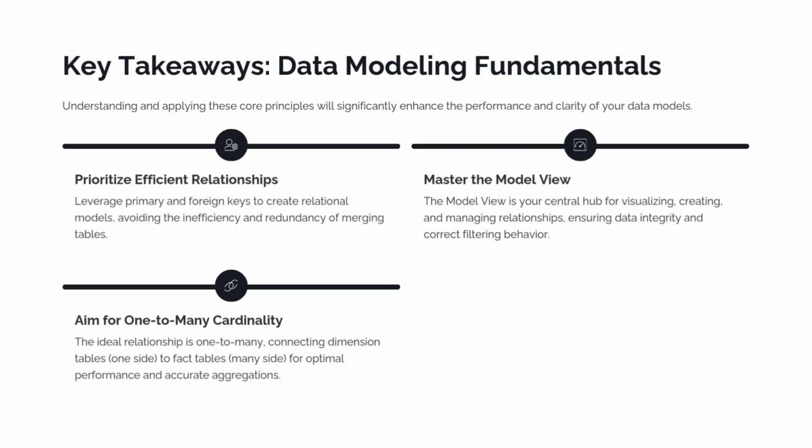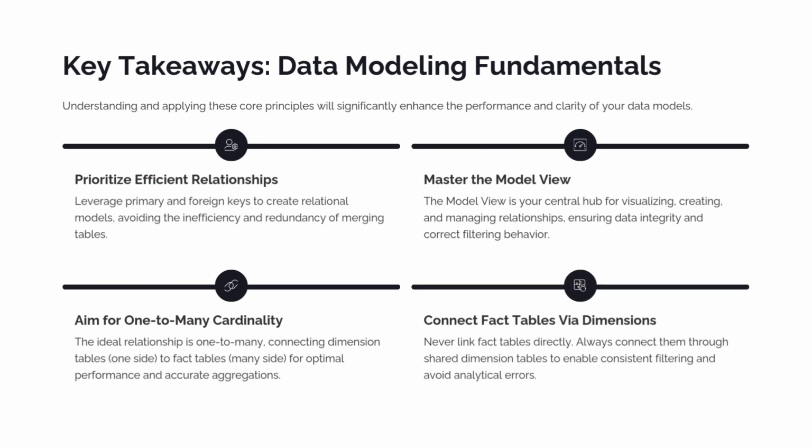Third, aim for one-to-many cardinality. The best practice is to link dimension tables on the one side to fact tables on the many side. This improves performance and produces accurate aggregations. Finally, connect fact tables through dimensions. Avoid linking fact tables directly. Instead, use shared dimension tables to maintain consistent filtering and prevent analytical errors. By applying these principles, your data models will be clearer, faster, and more reliable.